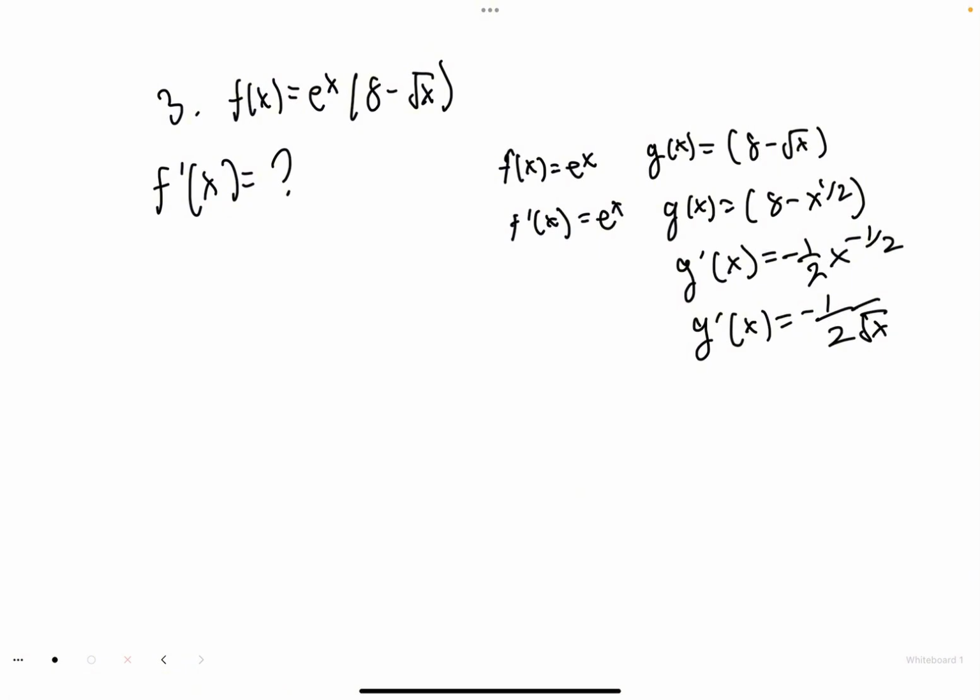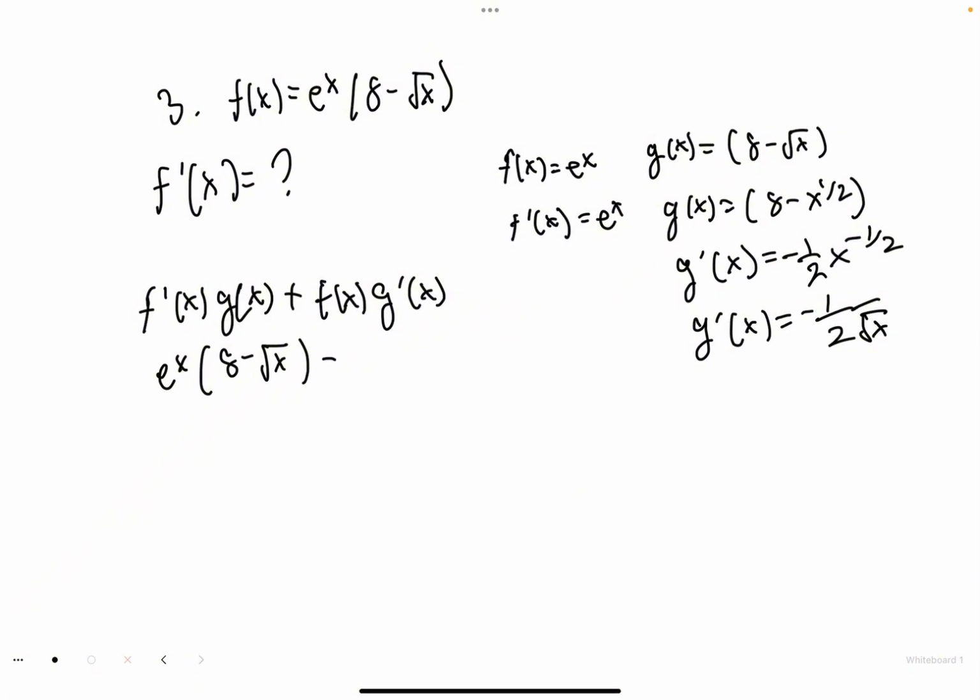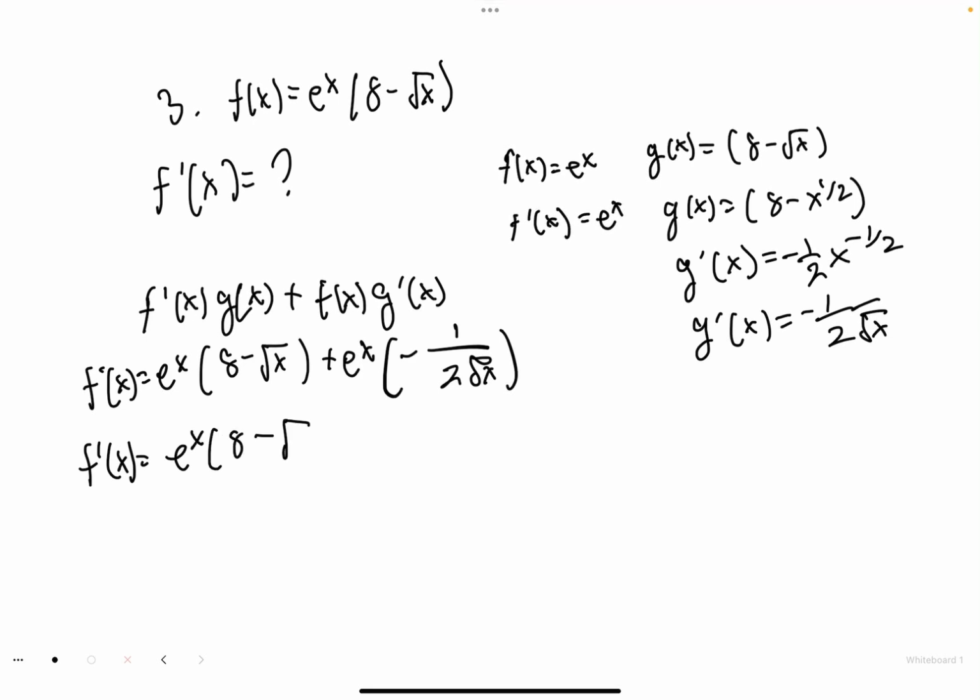And so now we can go back into the product rule. So f prime of x, g of x, plus f of x, g prime of x. And so plugging in all these different values. It doesn't matter for e to the x because it's always going to be the same. So e to the x times g of x. And g of x was our original function, so 8 minus root x, add e to the x times g prime of x, so that's negative 1 over 2 root x. And so now we can just clean it up. F prime of x is equal to e to the x times 8 minus root x, minus e to the x over 2 root x. Maybe let me clean that up a little bit.